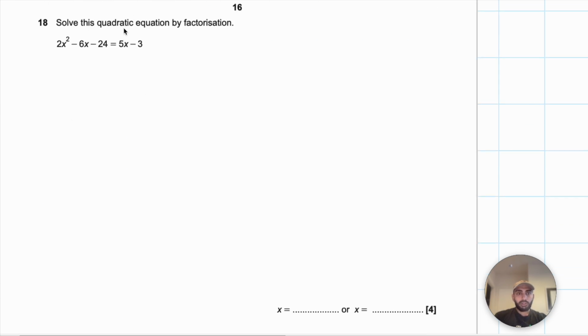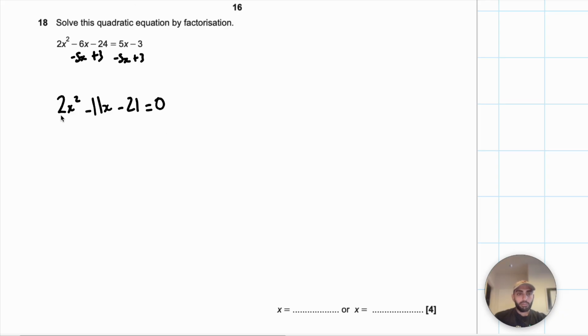Question 18. Solve this quadratic equation by factorization. So I can see I've not got everything on one side and it's not equal to 0. So that's the first thing I need to do. To move this to the other side, I need to take away 5x and add 3 to both sides. So I'm going to take away 5x there and add 3 there. That'll leave me with 2x squared, take away 11x, negative 24 plus 3 is negative 21 is equal to 0.